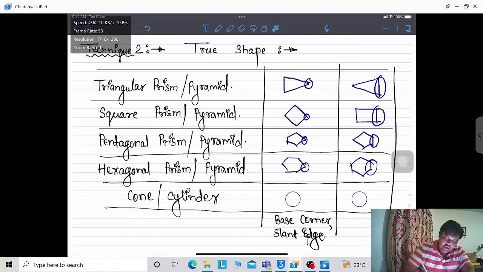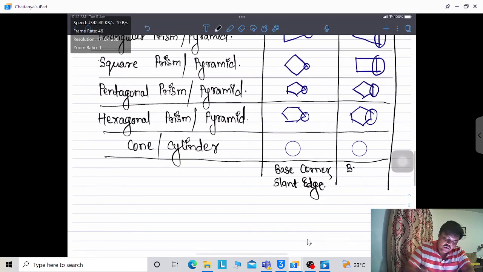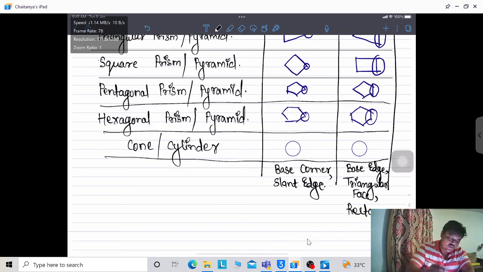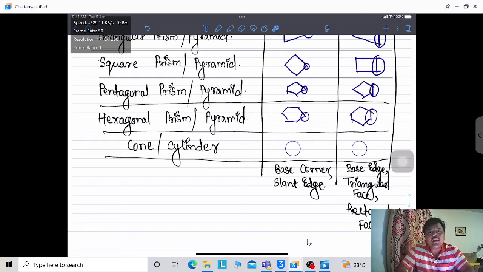एंड इन केस ऐसे बोला है कि बेस एज और एल्स ट्रायंगुलर फेस और एल्स रेक्टेंगुलर फेस, सो ये अगर टर्म आप देख रहे हैं तो सिंपल है, आपको इस पे बनाना है। Okay, so this is the technique number 2, that is identification of true shape. Okay, I'll just revise it.